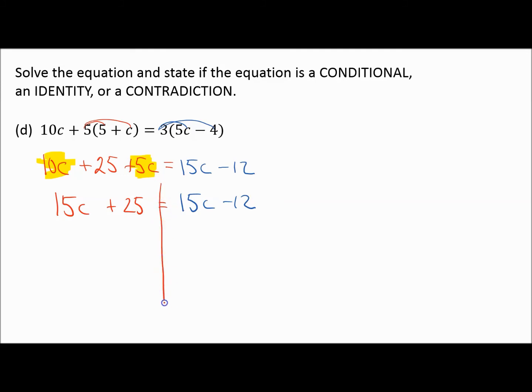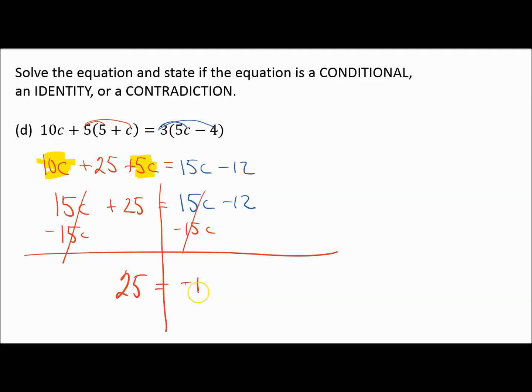So remember, I keep my equals lined up, and I need all my variables on the same side. So to pull that off, I would subtract 15C from both sides of the equation. But look, they completely disappear because it's 15C on both sides. That's a warning that something weird's going to happen. Now you have 25 is equal to negative 12. Now when in your life has 25 ever equaled negative 12? There's no variable left, right?